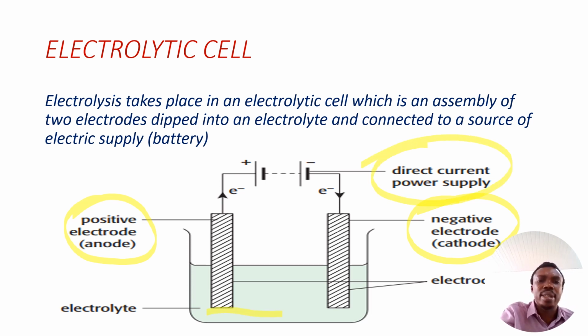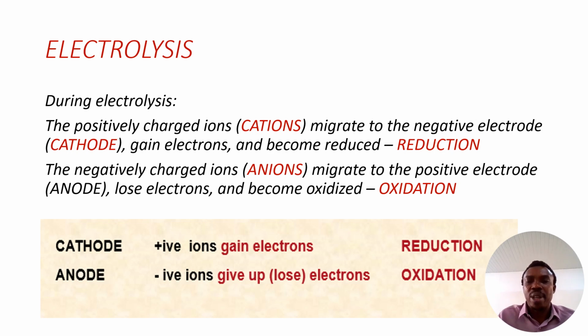This is the electrolyte, the substance that will be electrolyzed. When you pass electric current through, the electrolyte will be decomposed into what? Its component ions. So electrolysis takes place in an electrolytic cell, an assembly of two electrodes, anode and cathode, dipped into an electrolyte and connected to a source of electric supply, a battery that supplies electric current. It's as simple as ABC. When electric current is passing through a solution of an electrolyte, electrolysis takes place. What happens? The electric current dissociates the electrolyte into its component ions, positively charged ions and negatively charged ions, because we're dealing with an ionic compound.